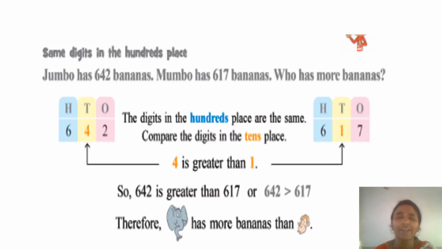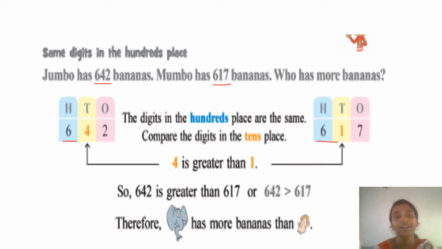Now you know comparing numbers when they are 2 and 3 digit numbers, and in 3 digit numbers also, if the hundreds place value is different. What happens if both the hundreds digits are equal, means they are the same digits in hundreds places? See the question below. Jumbo is having 642 bananas and Mumbo is having 617 bananas. See here, in hundreds place both are having 6 and 6. Then how will you compare the numbers? Then you have to move to the tens place. In tens place you should compare which number is more.